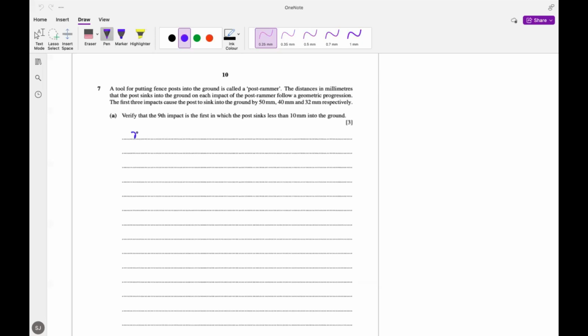Now, as it is a geometric progression, the nth term is given by a r to the power n minus 1. As a is 50 over here, to find r, we divide two consecutive terms. So r will be the second term divided by the first term, which will be equal to 4 upon 5. So the nth term formula will be 50 into 4 upon 5 to the power n minus 1, as the first term is 50.